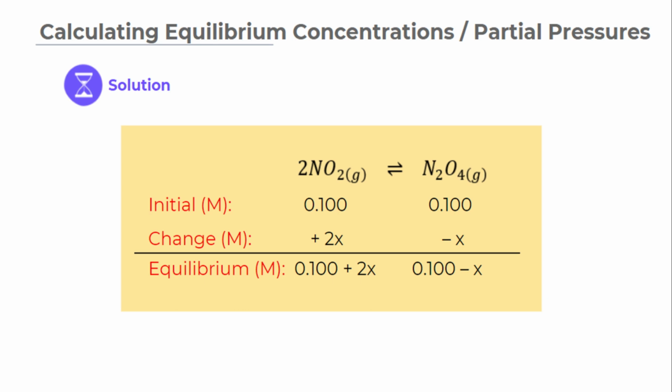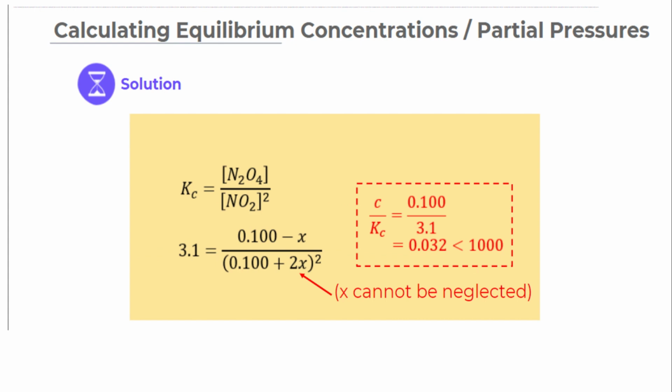Take note that the change in concentration of the dinitrogen tetroxide has a negative sign since it is consumed in the process, and that of nitrogen dioxide has a positive sign as a result of the increase in concentration. Thus, the equilibrium concentrations for nitrogen dioxide and the dinitrogen tetroxide are 0.100 molar plus 2X and 0.100 molar minus X, respectively. Write the Kc expression for the reaction. Substitute the equilibrium concentrations we established.